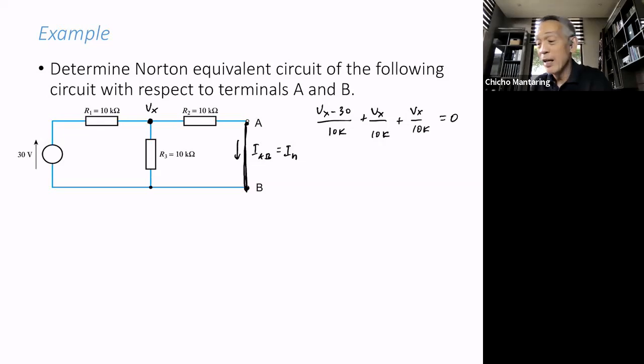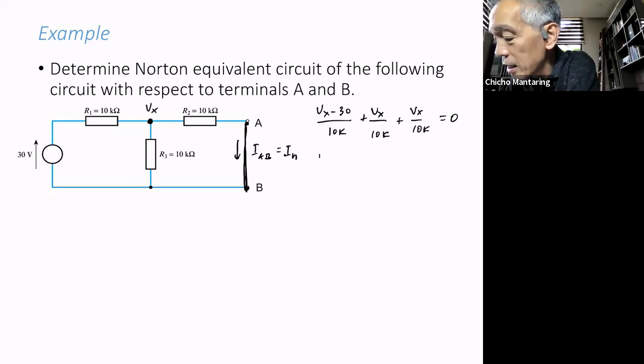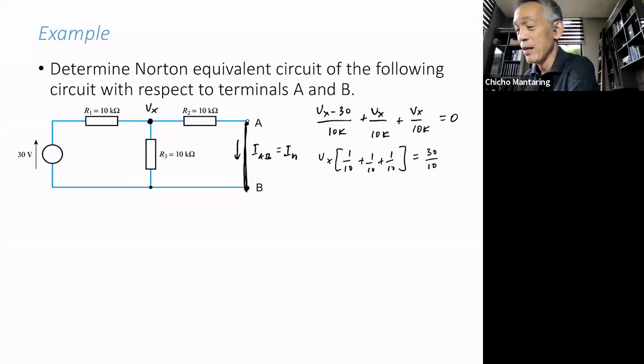And so you can solve for V of X. Ano nga ba yung value? Okay, let's do it. So V of X, 1 over 10 plus 1 over 10 plus 1 over 10 is equal to 30 over 10. So 3Vx is equal to 30. So V of X is just equal to 10 volts.